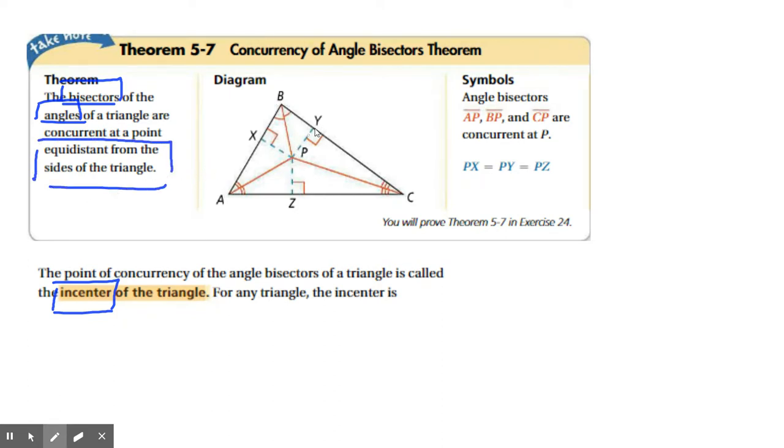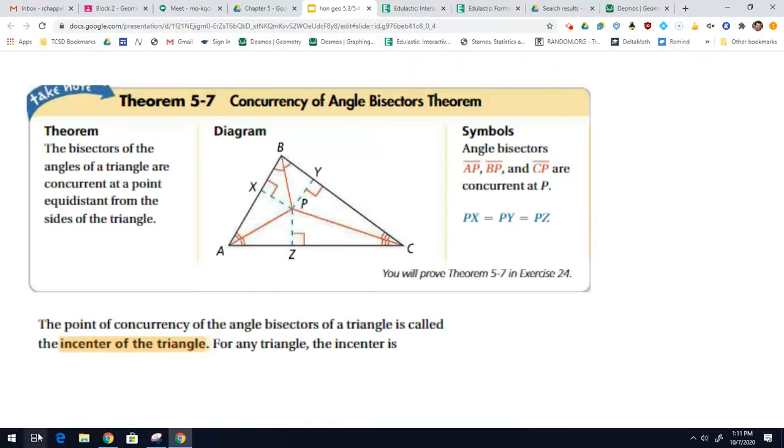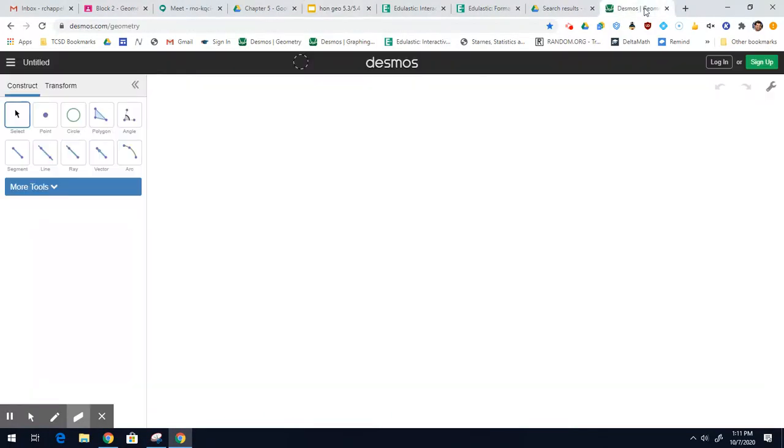So here's P, and they created these extra points, X, Y, and Z, so that P is equidistant from those sides of the triangle. Now when we do this construction in Desmos geometry, we actually have to construct it, because there's no good way aside from measuring and just trying to eye it up. There's no good way to do this. So I'm going to show you how.